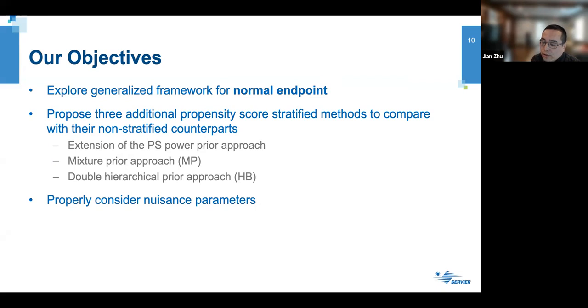The additional methods include an extension of the propensity score power prior approach, appropriately accounting for different kinds of tuning parameters to control the amount of information to be borrowed. And we will also discuss how we can combine the inference from different strata in different ways. Another prior we consider is the mixture prior approach, and the last one is the double hierarchical prior approach. We want to emphasize that in our framework, we properly consider the nuances of parameters in the Bayesian framework.